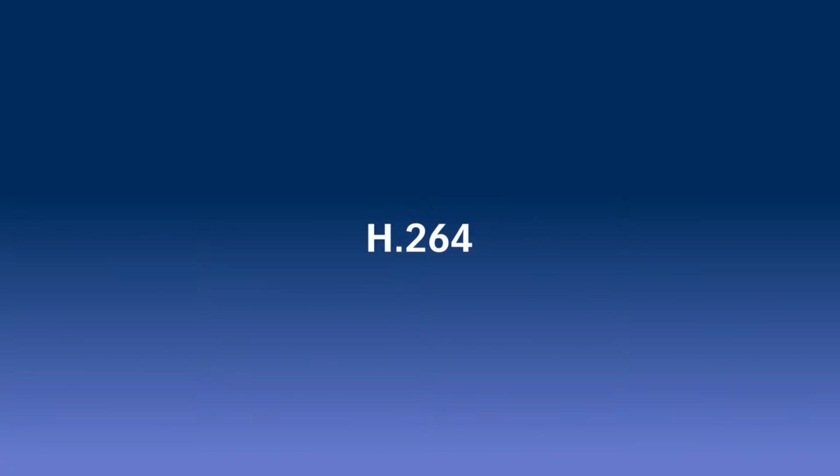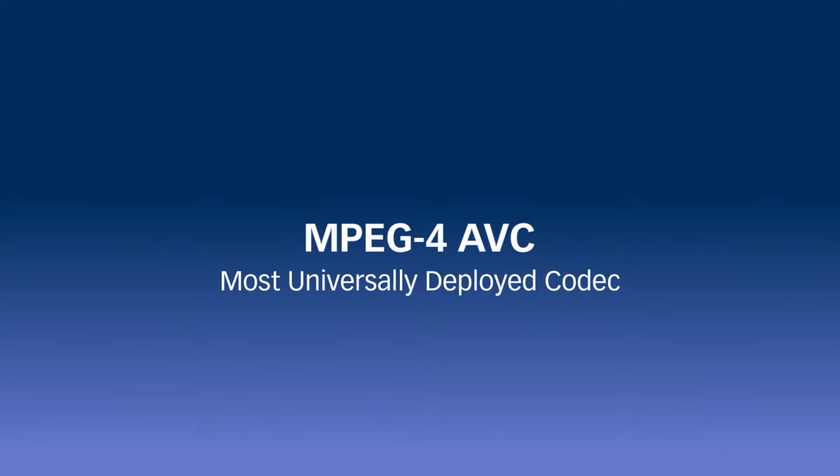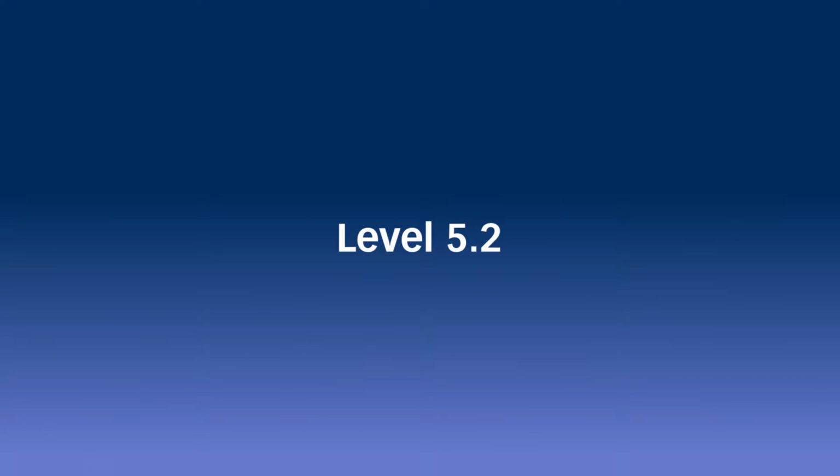H.264 is just one of many codecs designed to package together content for the purpose of streaming or recording. Also known as MPEG-4 AVC, it is the most universally deployed codec in use today. As a result of this, H.264 is the optimal codec choice right now. Different levels of H.264 encoding and decoding are available, with the highest level being 5.2.